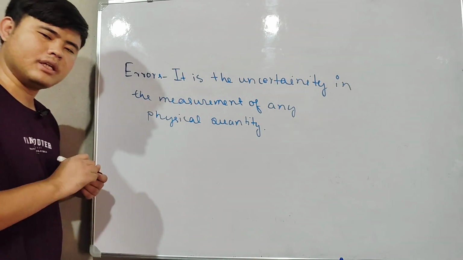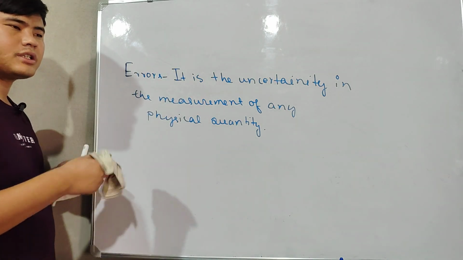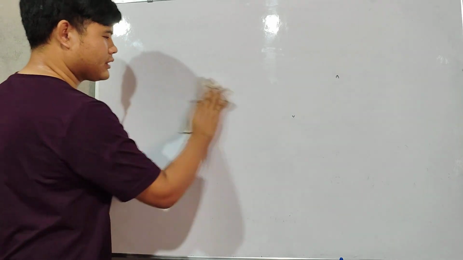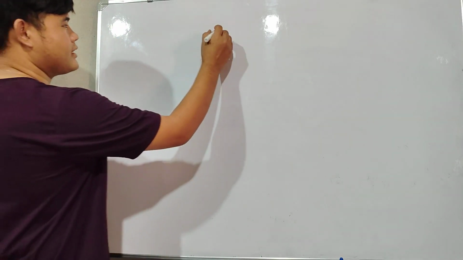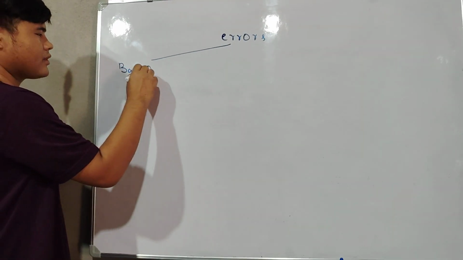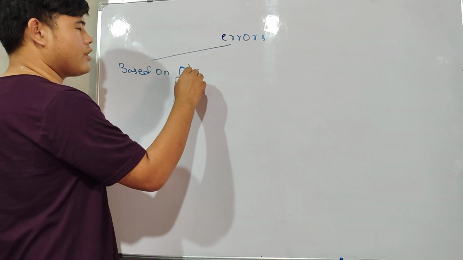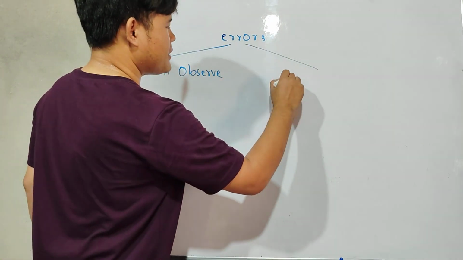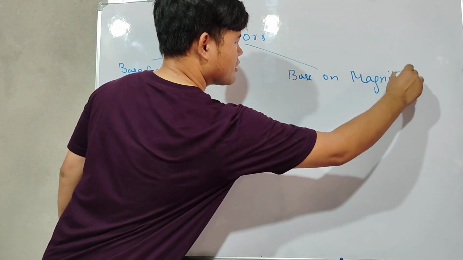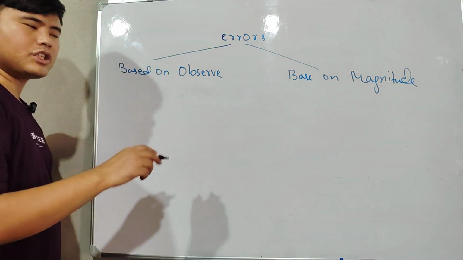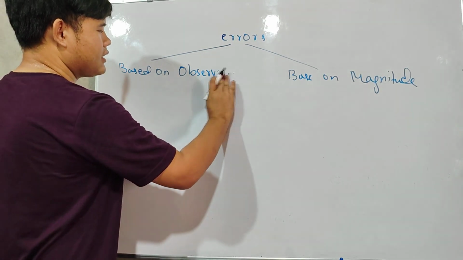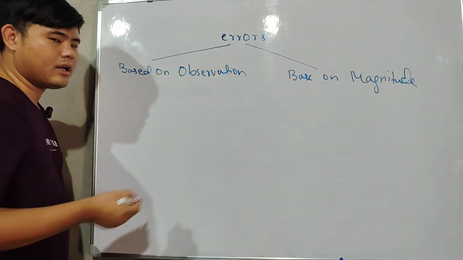Now this error is classified in two ways. One is based on observation, where we can observe the errors. The other one is based on magnitude, which means in numbers; here we will do calculations.